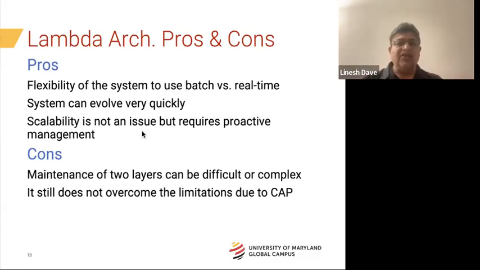Scalability is not an issue, but it requires proactive management. Scalability means you're putting more data through it, right? There's more frequency of data, like you have with real time. How are you going to manage between these two, right? What data should go through a real-time layer versus what data should keep going through your batch layer? How are you going to manage it with increased load of data or with increased frequency?